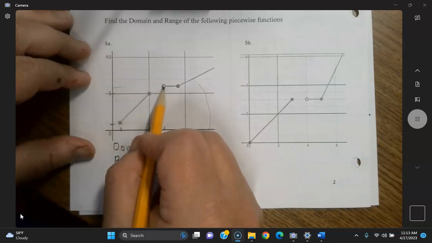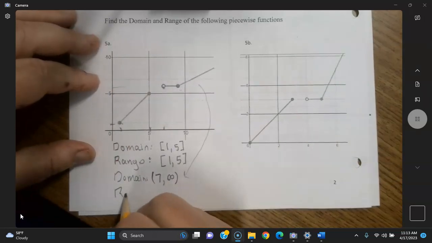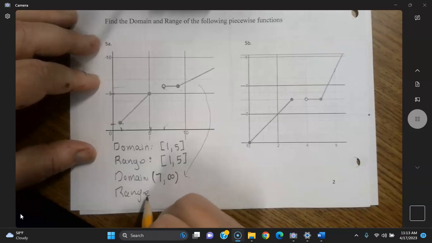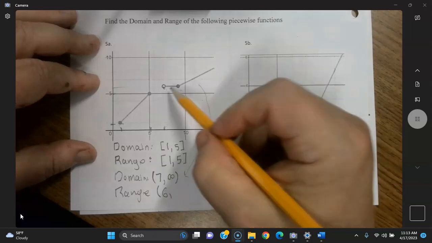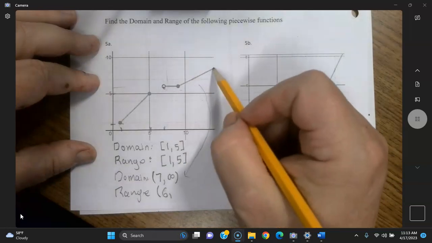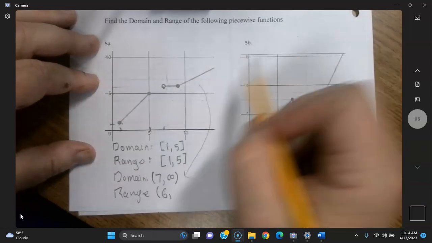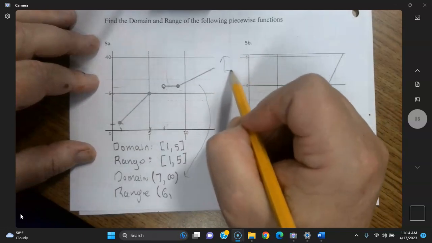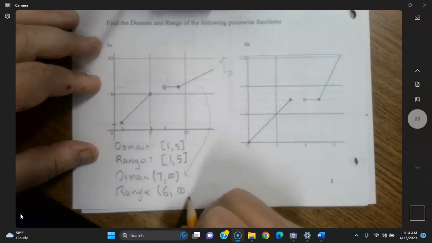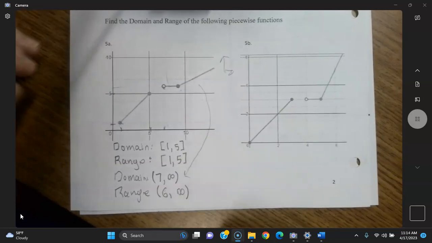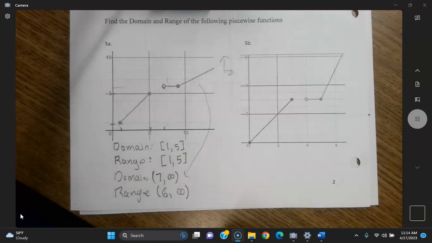But it does not include 6. So it's a rounded bracket, a 6, and then up. How far up is it going to go? Well, this line goes forever to the right and forever upward. This way and this way, so that means it's going to go to infinity also, positive infinity, and that is never reached, so that's a rounded bracket. Okay, so that's how you do it. Now you go ahead and do the B problem.